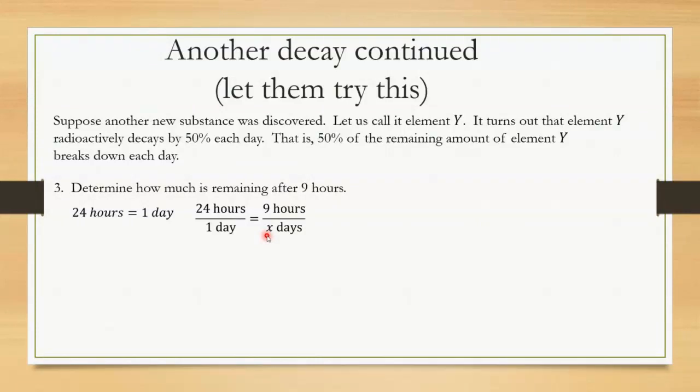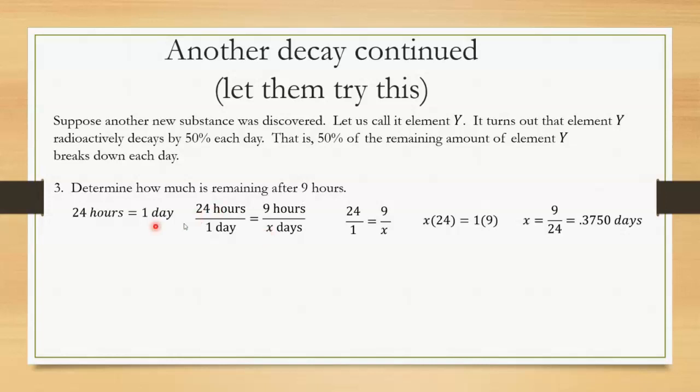Well, how do you do that? From here, I took the units away. And what do we do? Remember what you do next? You cross multiply, right? So we have 24 times x equals 1 times 9. And so, of course, we have 24x equals 9, and then we divide. So we get 0.3750 days. That's what we get here.